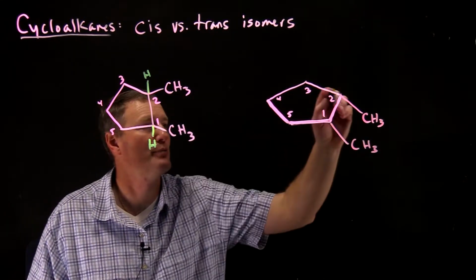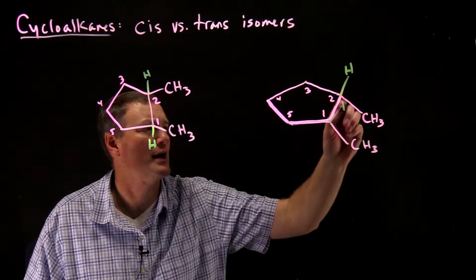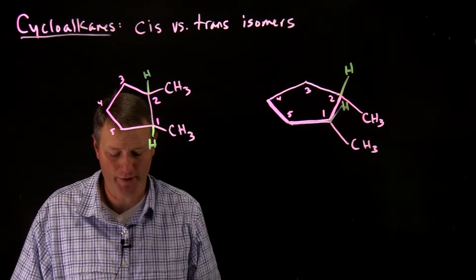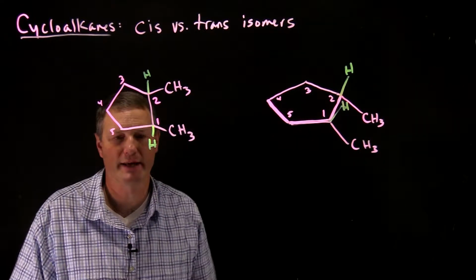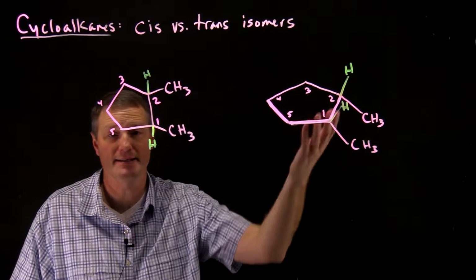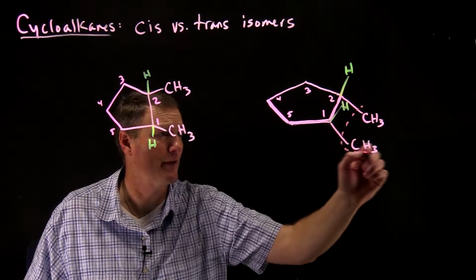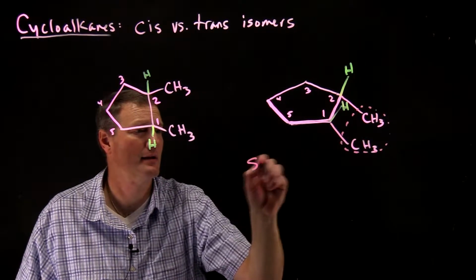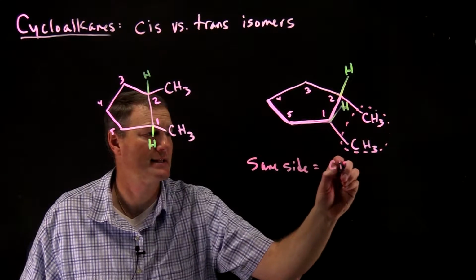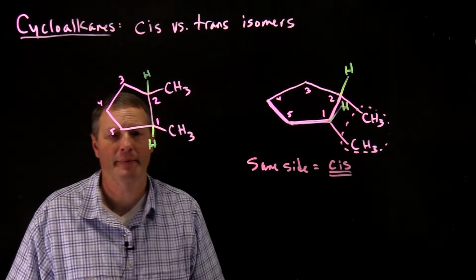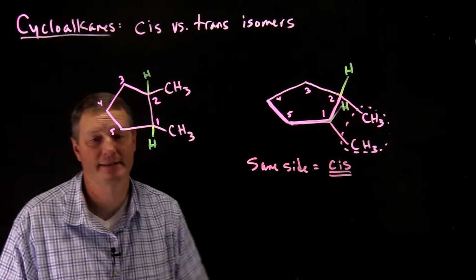So in this case, both of the methyl groups coming off carbons 1 and 2 would both be sticking above the plane. So notice in this that the two methyl groups, the two CH3s, are on the same face of the ring. So in this case, when the two methyls are on the same side, that equals cis. Okay, so that little word cis means that they're going to be on the same side or face defined by the ring.